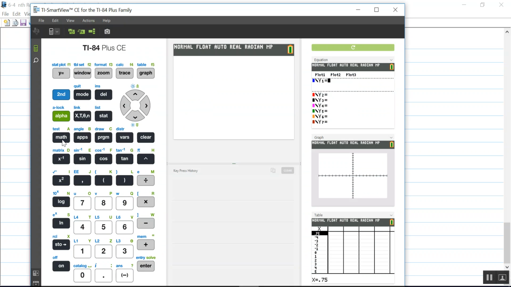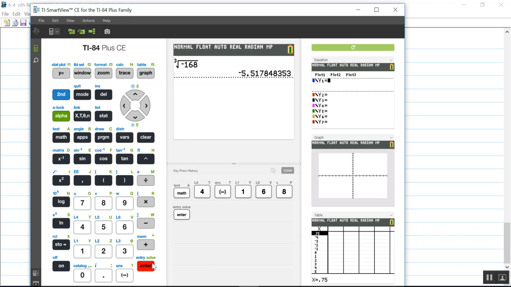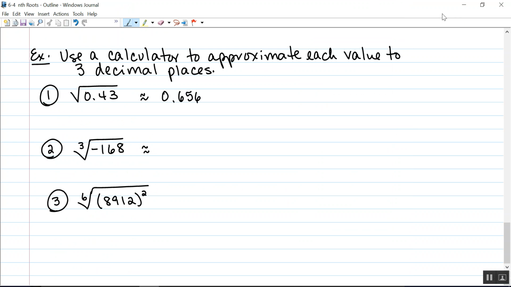Okay, so you're going to want to use the math menu right here. Pull that up. And you may have seen this before. You actually have a cube, but you also have a cube root here in number 4. So let's go ahead and select number 4. And then we're going to put in our number, which is negative 168, and then hit enter. And that gives me negative 5.518, rounded to the nearest thousandth.